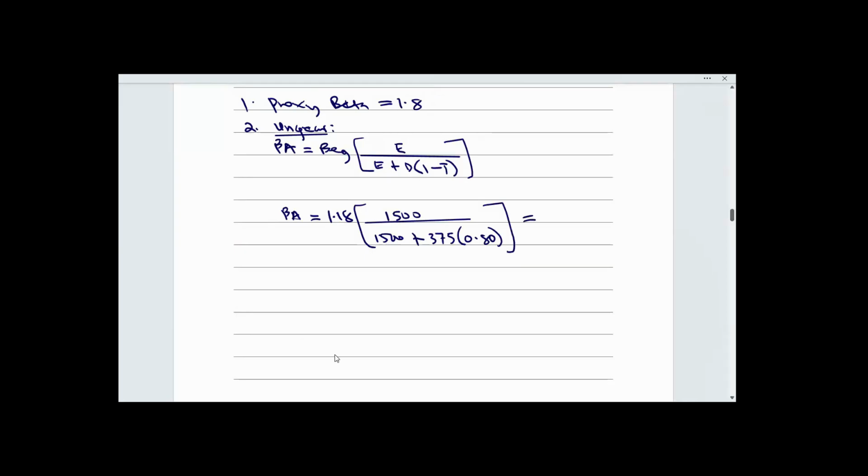So here will be 0.8 multiplied by 375, equal to 300. Then 1,500 plus 300 is 1,800. Therefore, 1,500 divided by 1,800 equal. Then whatever you have in your calculator, multiplied by the beta of 1.18 equal. That's 0.98.